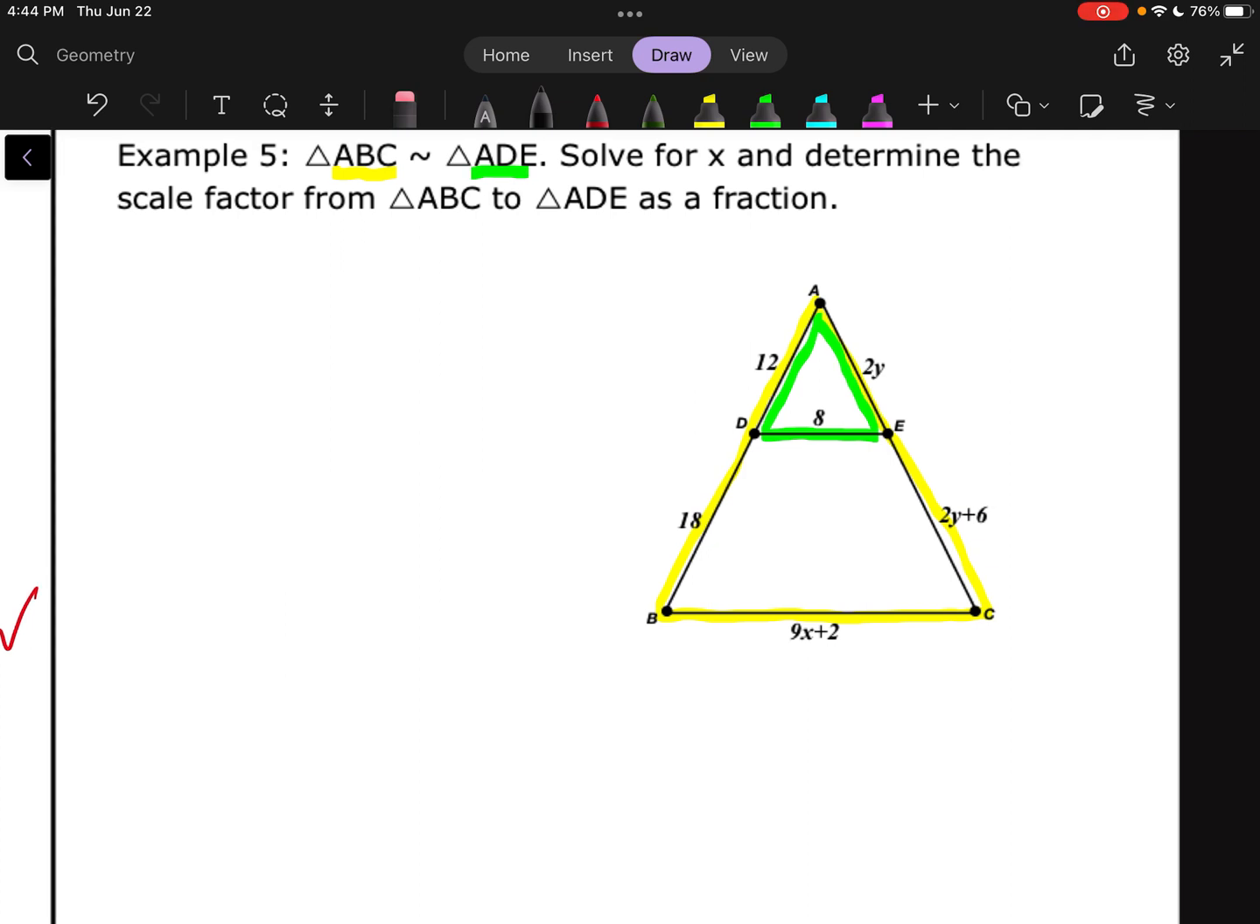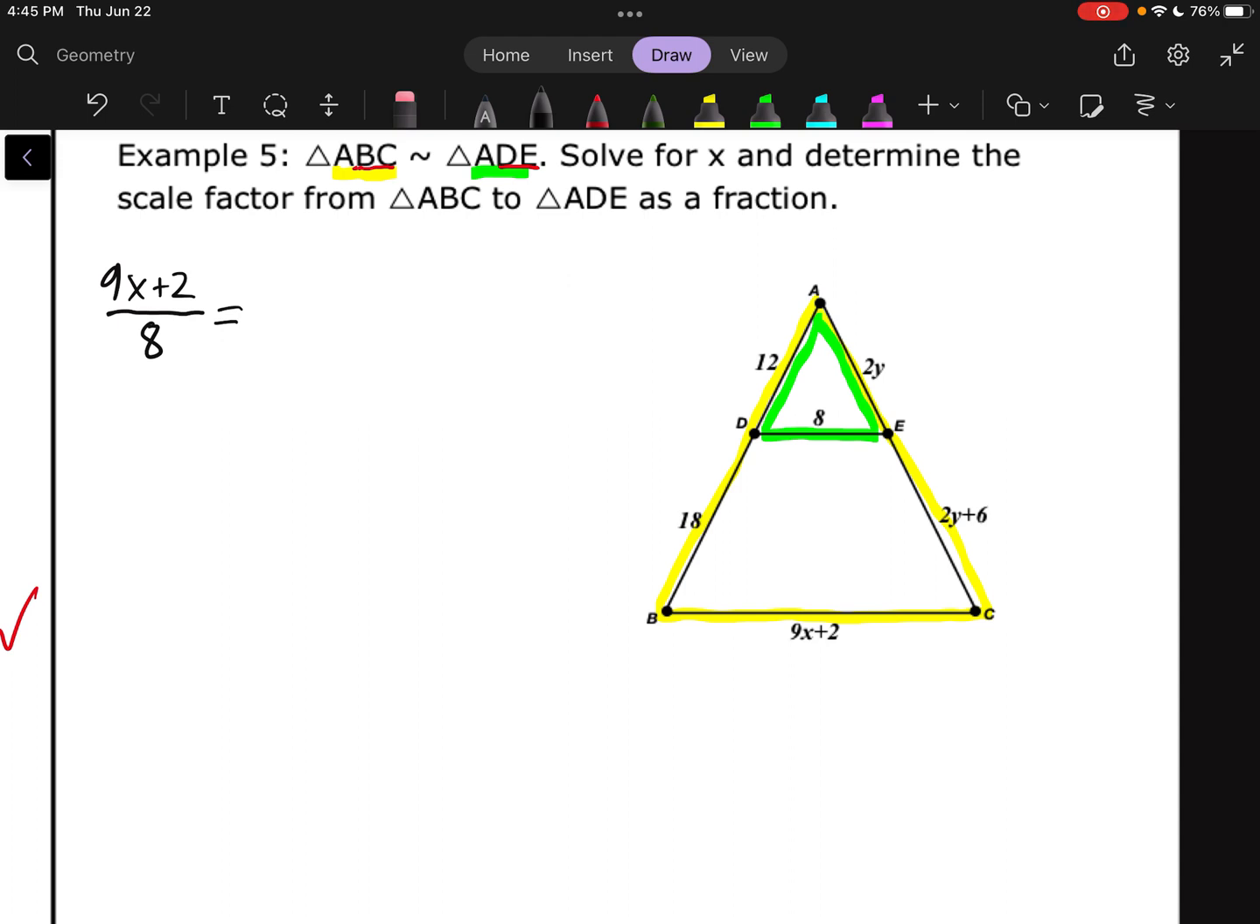So to solve for X, let's start with X. We see that X is on side BC, right? Side BC is 9X plus 2. Now BC, the last two letters here, would go with the last two letters here, DE. So that'd be 9X plus 2 over 8. Now, if I want to set that equal to another ratio, I don't want to do it with the y's because I can't solve an equation using x and y's. So let's do the left sides of the triangles because those are some sides with some numbers, okay?